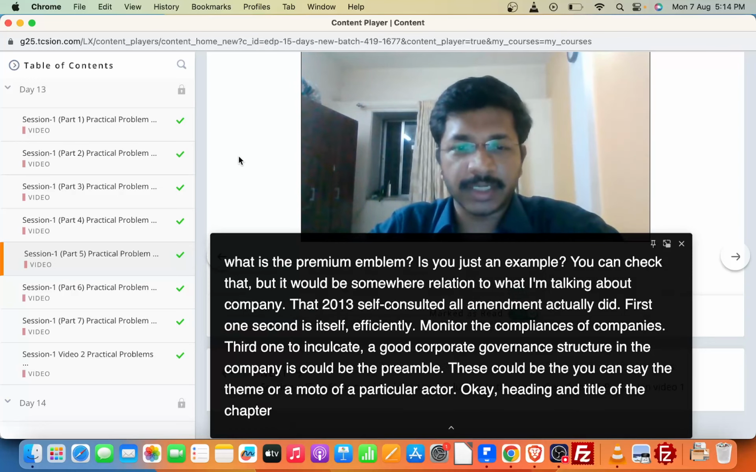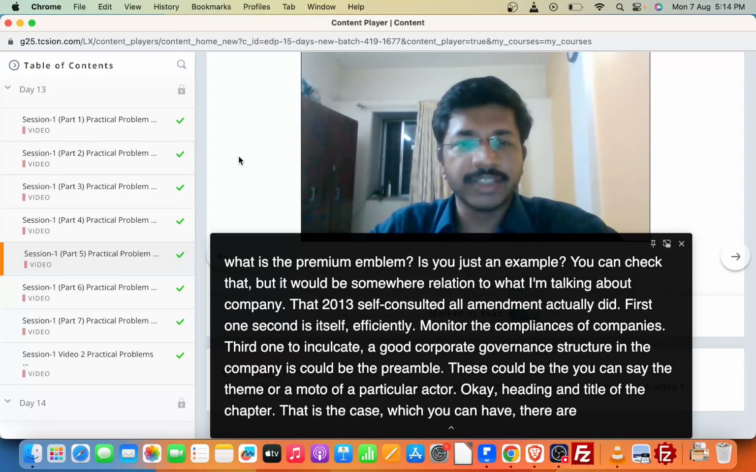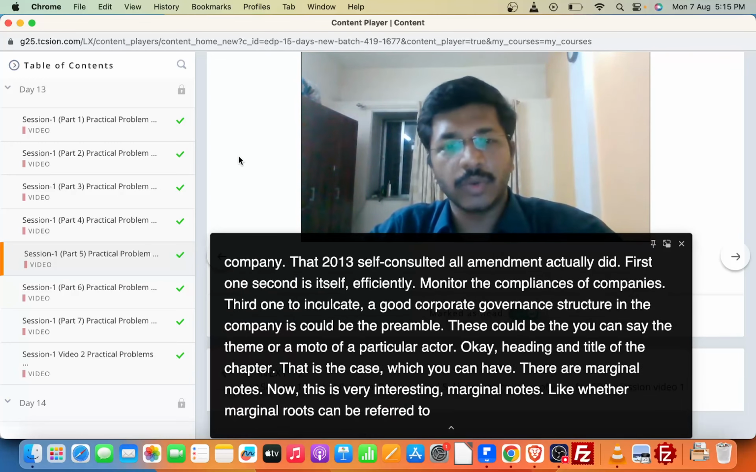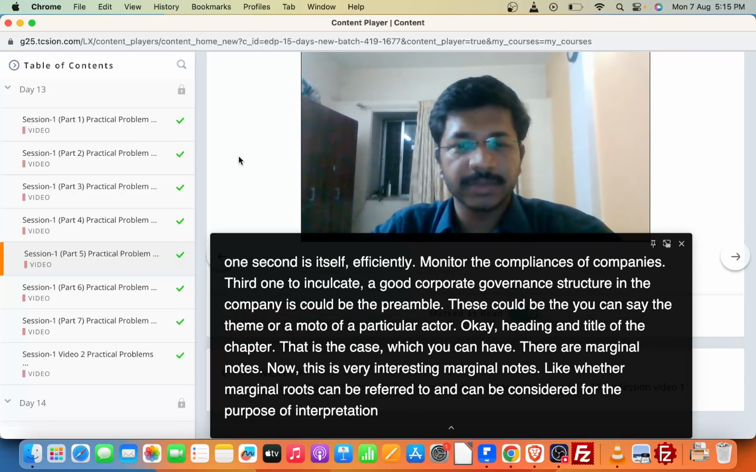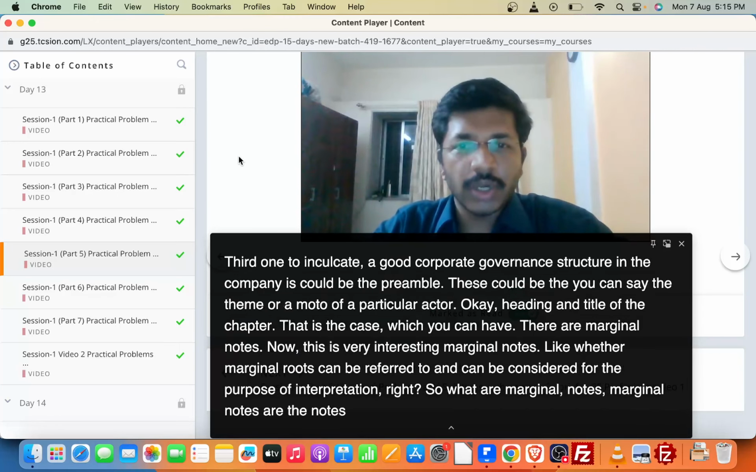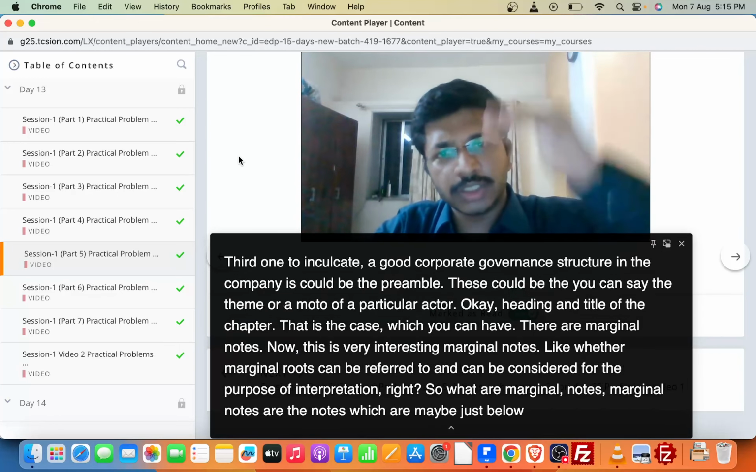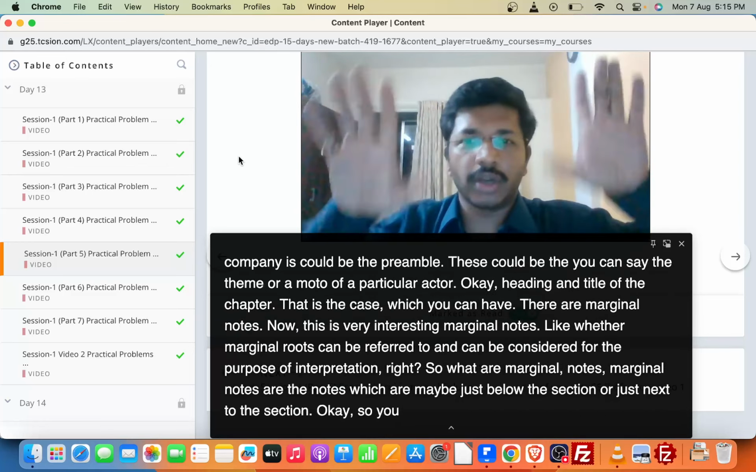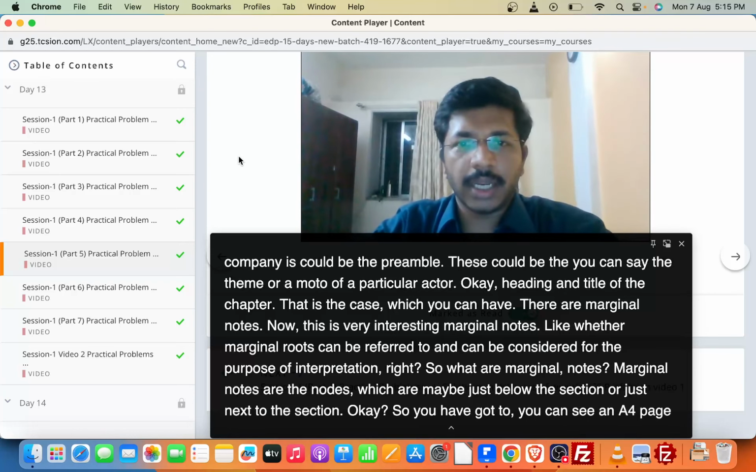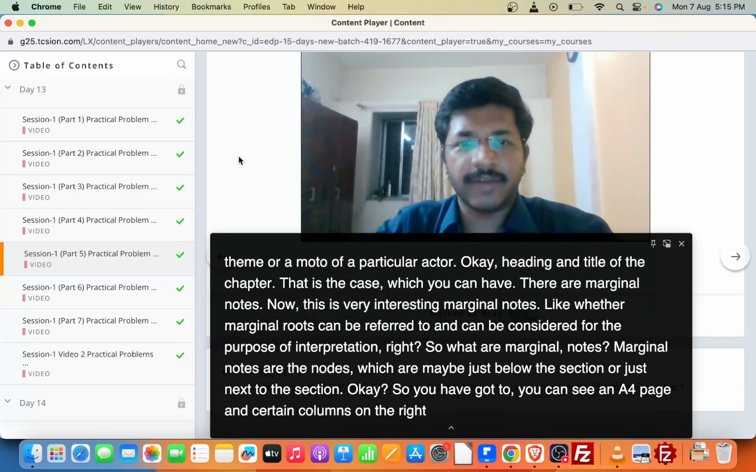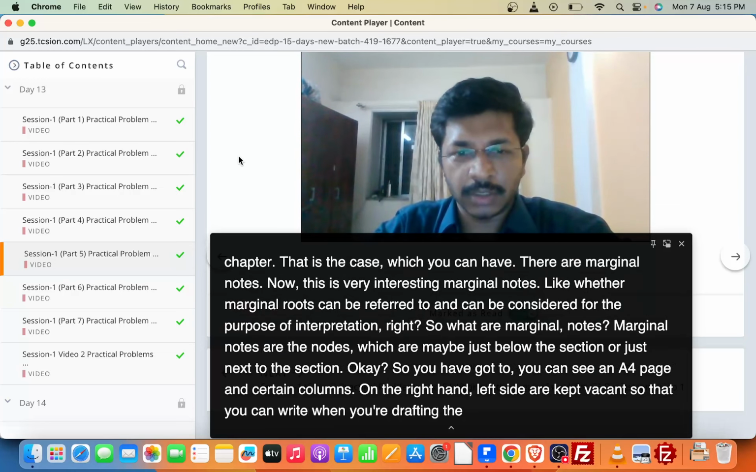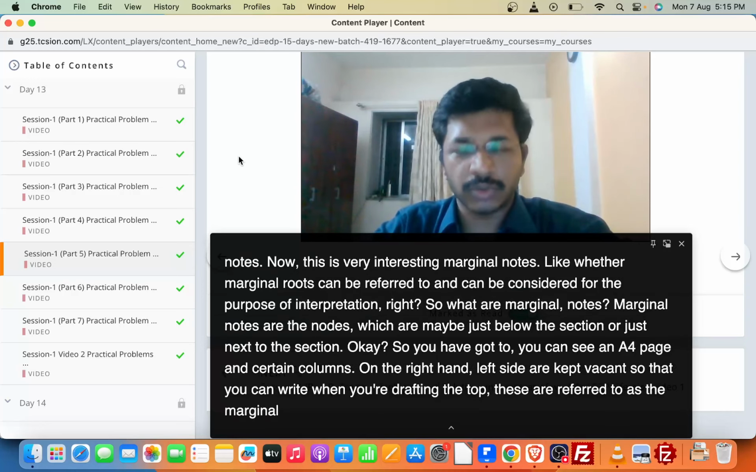Heading and title of the chapter, that is the case which you can have. There are marginal notes. Now this is very interesting, whether marginal notes can be referred to and can be considered for the purpose of interpretation, right? So what are marginal notes? Marginal notes are the notes which are just below the section or just next to the section. So you have got an A4 page, and certain columns on the right and left side are kept vacant so that you can write when you are drafting the law. These are referred to as the marginal notes.